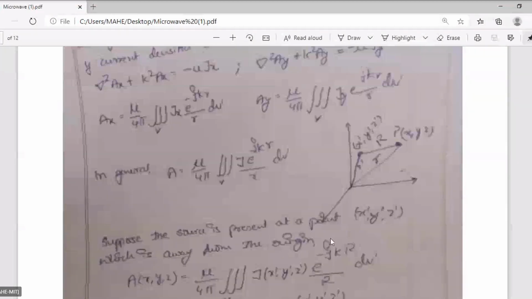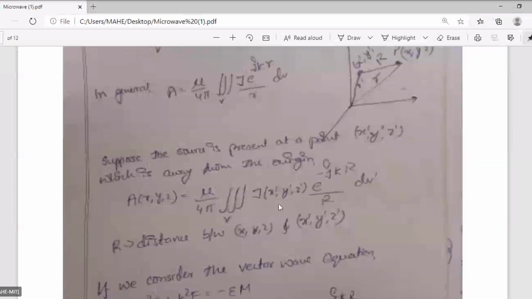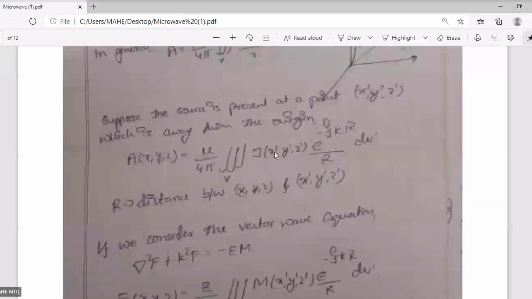If the point source is not located at the origin but at some other point, then the distance is like this. The observation point is small r from the origin and capital R from the source. Suppose the source is present at x dash, y dash, z dash. Then A of x, y, z is equal to mu by 4 pi triple integration of J x dash y dash z dash e to the power of minus jkR dv dash by R. R represents the distance between x, y, z and x dash, y dash, z dash, capital R.